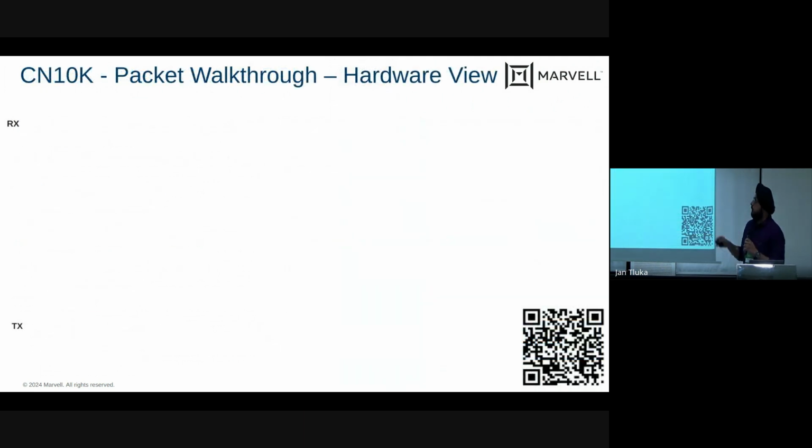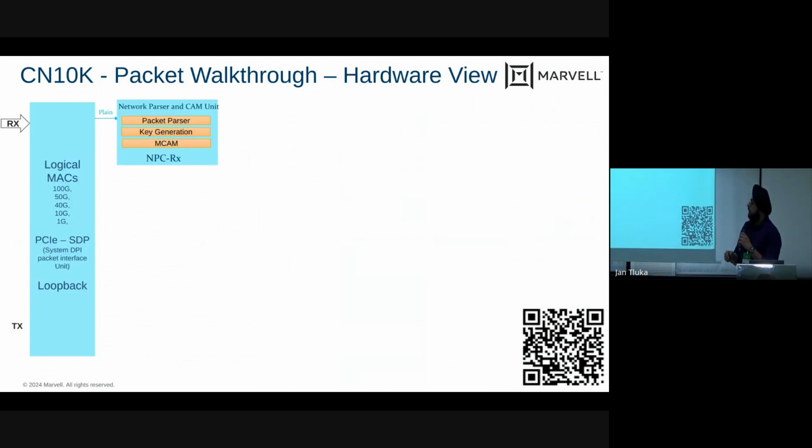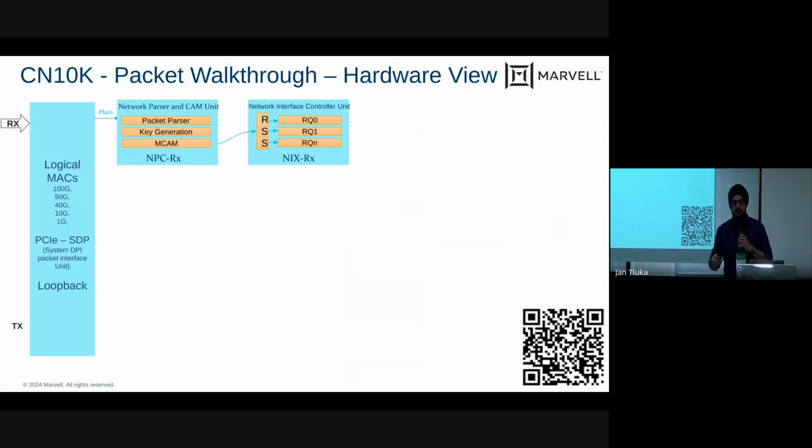Let us now look at the packet walkthrough, how a packet is handled when it enters the NIC card. Initially, it meets the NPC block, which is the network parser and CAM unit, where the packet gets parsed and the flow is identified. Let's say for this use case it's a normal forwarding flow action. Then the packet reaches the NIX, the NIC controller unit, which manages the input and output of packets. CN10K has a network pool allocator, from which we can allocate buffers for the packets.